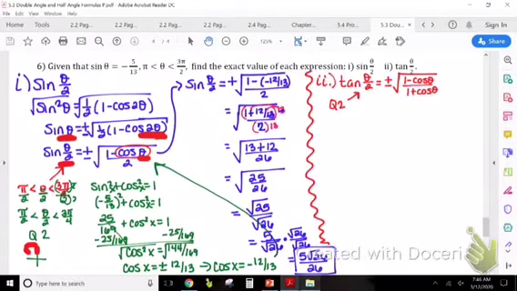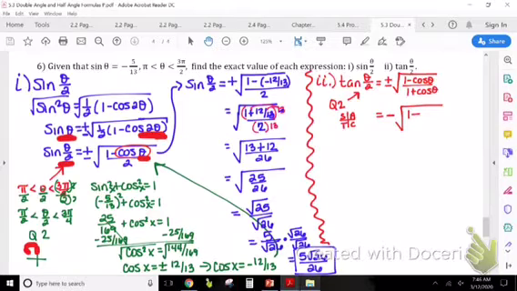And what do we know about tangent in quadrant 2? And remember, we had talked about all students take calculus. So only sine and its reciprocal are positive in quadrant 2. So what is tangent? Negative. So it's going to be the negative square root of 1 minus.